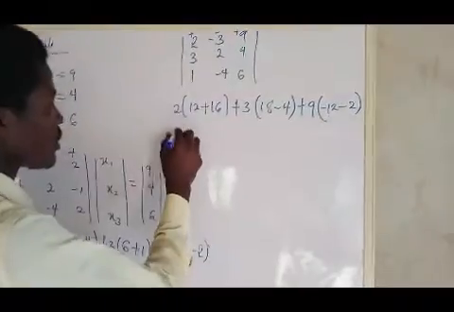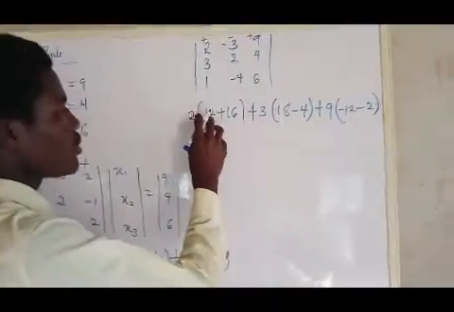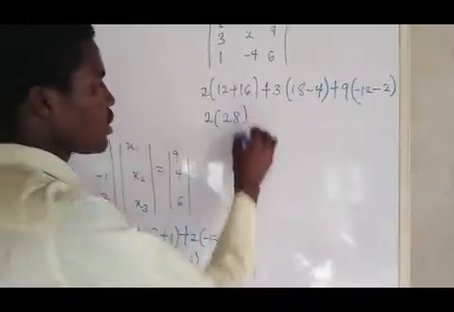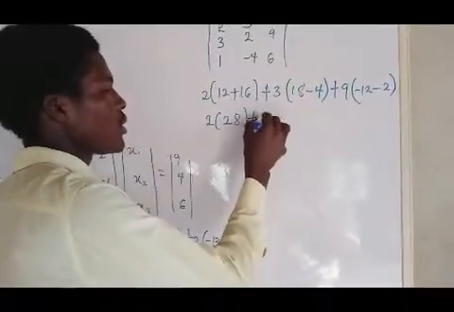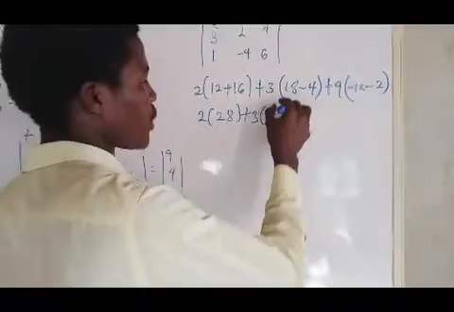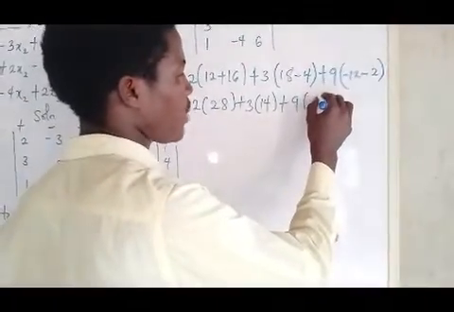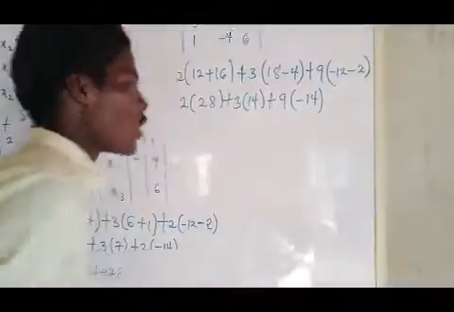All right, so this will now become 2, open bracket, 16 plus this will give us 28, plus 3, open bracket, 14, plus 9, open bracket, minus 14. Okay, are we getting that?